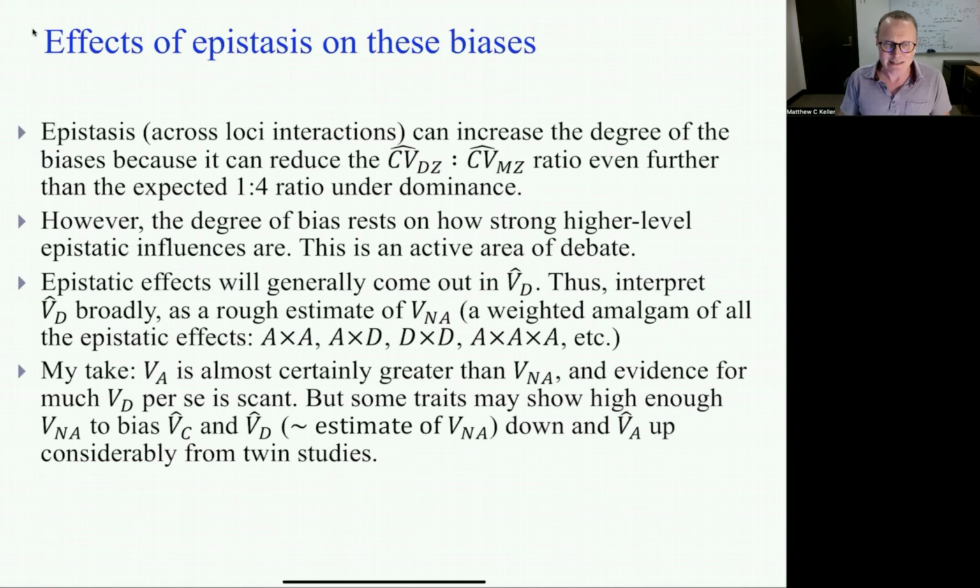My take, and this is not just mine, this is something that most quantitative geneticists probably agree with, is that the additive genetic variance is almost certainly greater than the non-additive genetic variance. And that's true for the same reason that with statistical interactions in linear models, when there is a statistical interaction, we expect the variation explained by the interaction between two or more variables will almost certainly bleed out into the lower order terms.